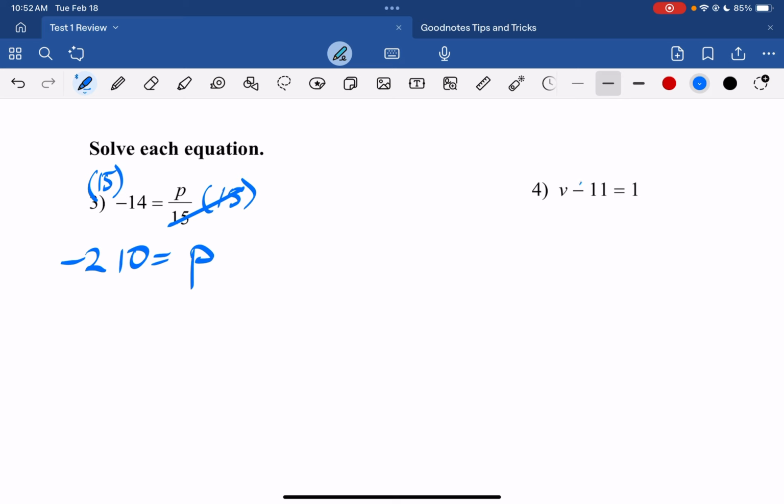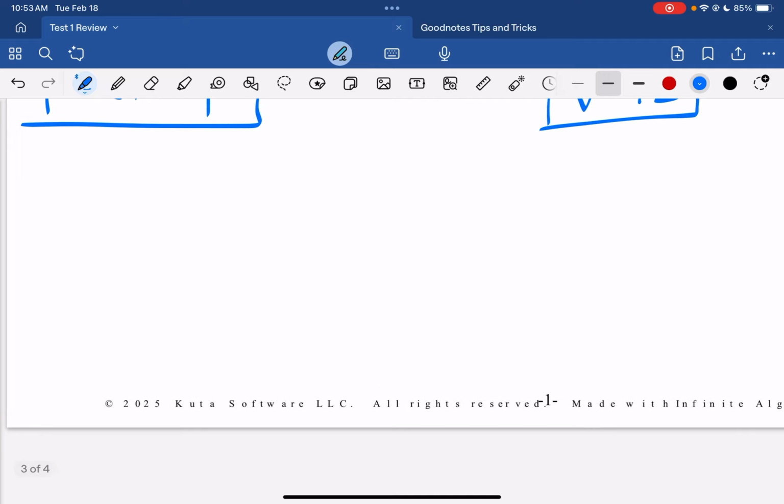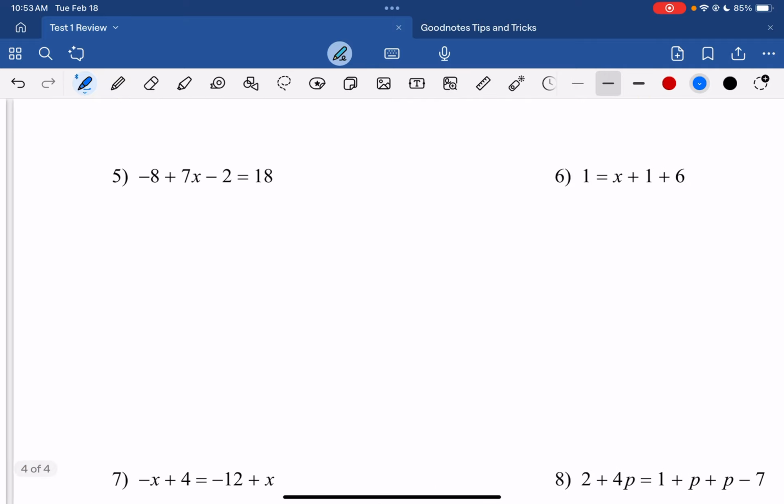And number 4, it's just a one-step equation. We're going to add 11 to both sides. And that makes a 0 here, and so v is 12. Okay, on to the back side. Here we go.